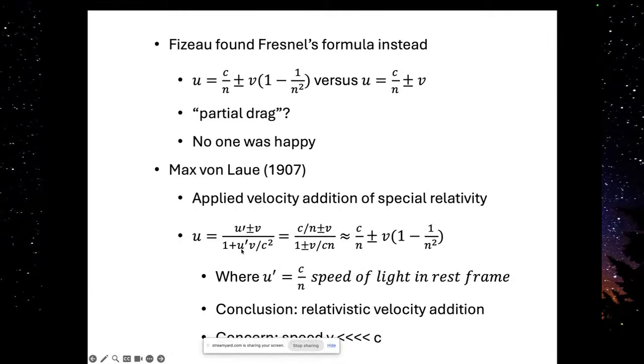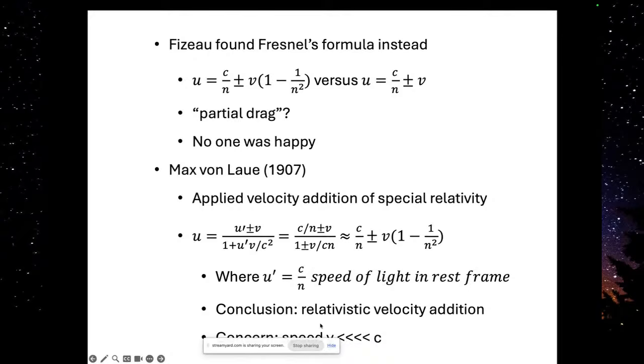It would be the speed of light, c over n, times v over c squared, which turns out to be v over c times n. And then this turns out to be approximately equal to c over n plus or minus v times 1 minus 1 over n squared. And so von Laue figured, okay, he came up with the answer. This is why we're getting this crazy formula. It's a result of Einstein's relativistic velocity addition formula.